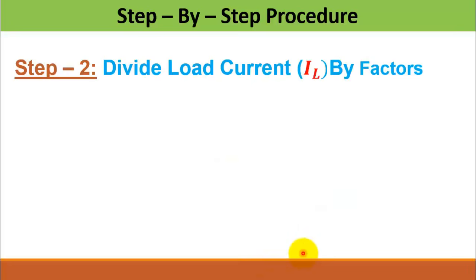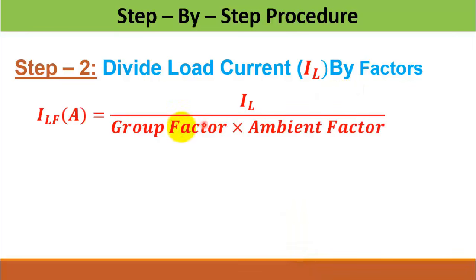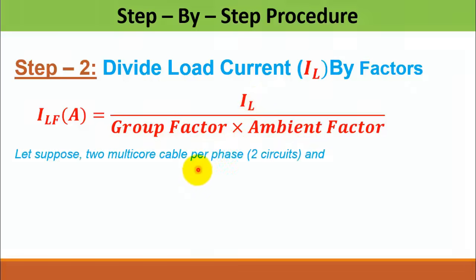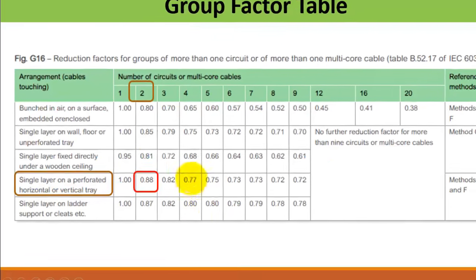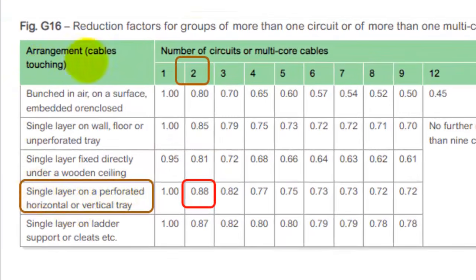The next step is to find the load current after applying all correction factors. For this, divide load current by all derating or correction factors. Let's say we take 2 multi-core cables per phase, and an ambient temperature equal to 45 degrees Celsius. For grouping factor, let's refer to the table. Here first select method of installation. In my case, I am using perforated cable tray.